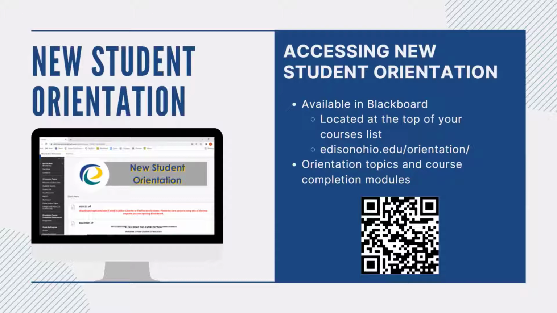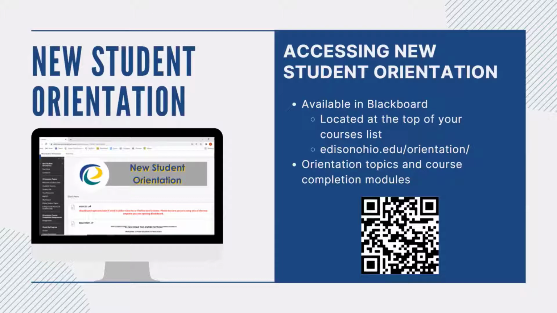Once you have completed the orientation topics, you will need to complete the course completion assignments. There are 6 assignments that you are required to complete in order to earn your certificate. These assignments will demonstrate your ability to perform certain tasks and utilize certain tools that will prepare you for success in taking courses at Edison State. New student orientation is also a resource that is available to you throughout your time as a student.